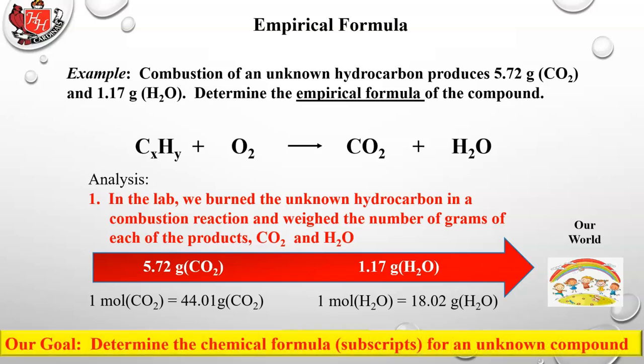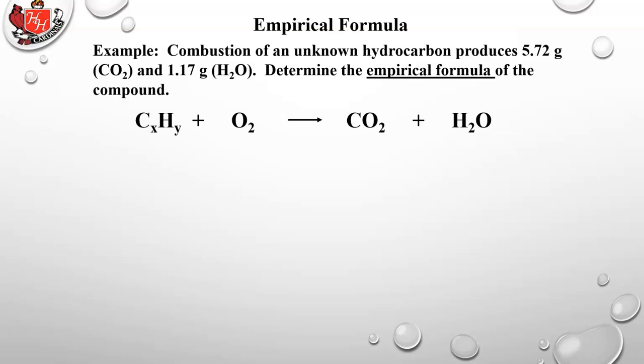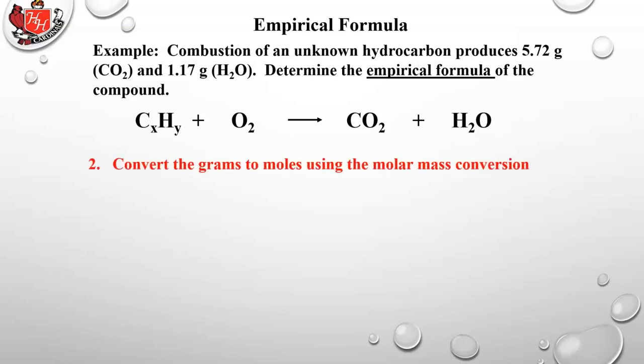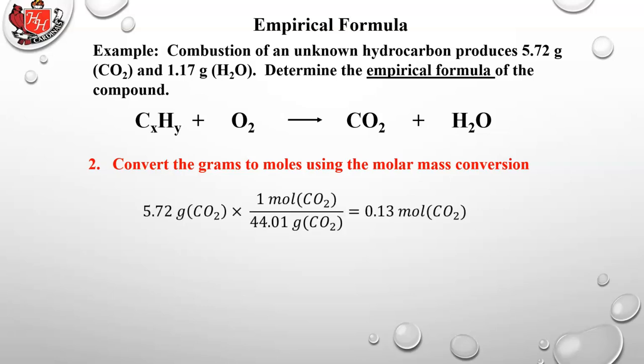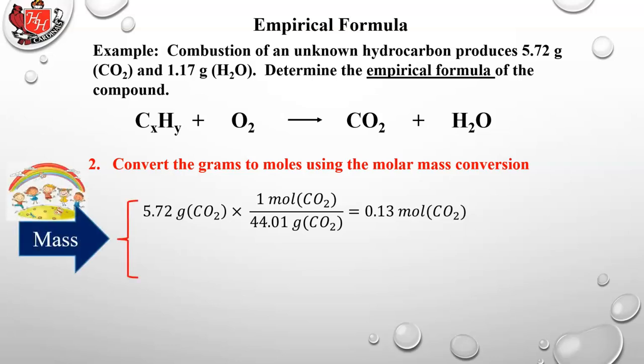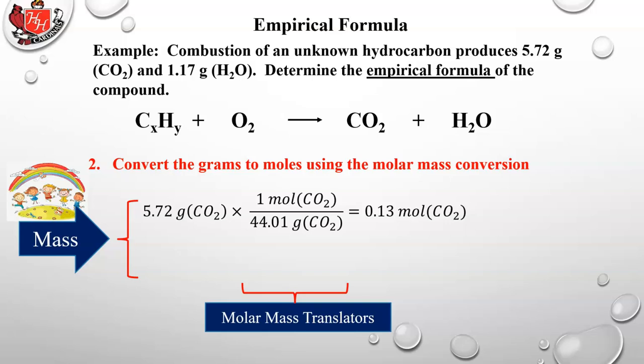So our goal again is to determine the chemical formula subscripts for an unknown compound. There's the problem. So we're going to convert from grams to moles. This is something you need to become proficient with. So we start with 5.72 grams of CO2. We use the molar mass. We put the grams on the bottom of the conversion factor, because we want grams to cancel out and we want moles of CO2. And when you do the math on that, you get 0.13 moles of CO2. So there's the mass. That's our world. That's something we weighed in the lab. There's the molar mass translator, and it gets us over to moles, 0.13 moles.